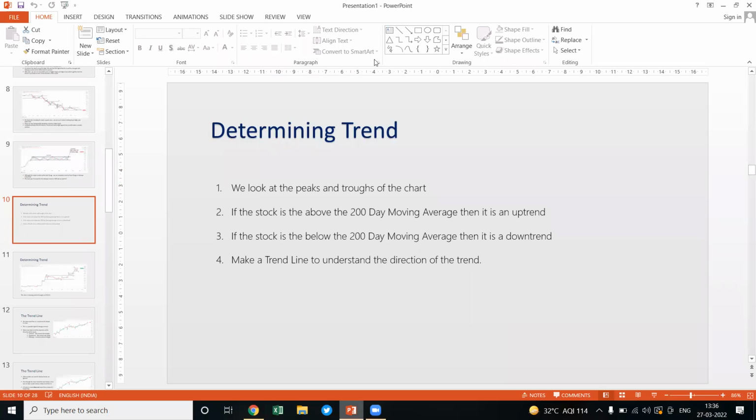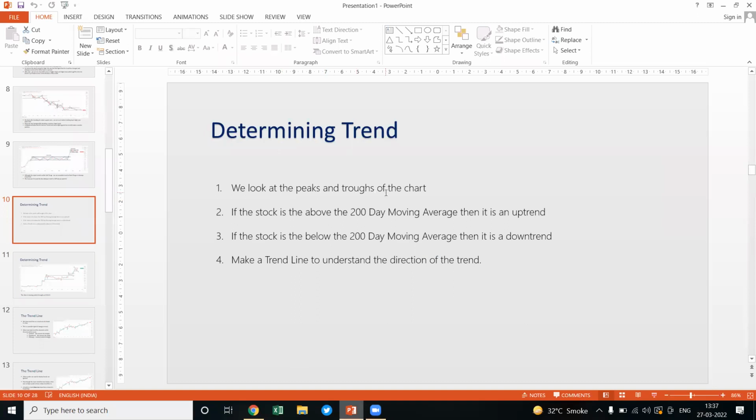So determining a trend, we look at the peaks and the troughs. As I have mentioned, the uptrend will look like a series of higher highs and higher lows. A downtrend will look like a series of lower highs and lower lows, and a sideways trend will look like this. Once you have identified a trend, there is a strategy behind it. Once you have identified the stock is in a trend, then how to enter a particular stock in a very systematic manner where the risk reward is much more favorable.